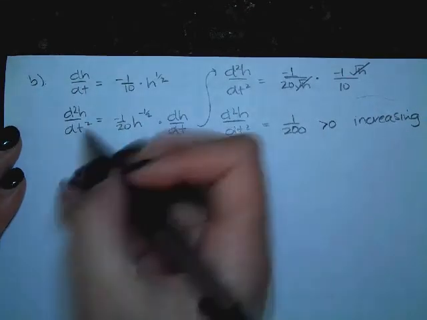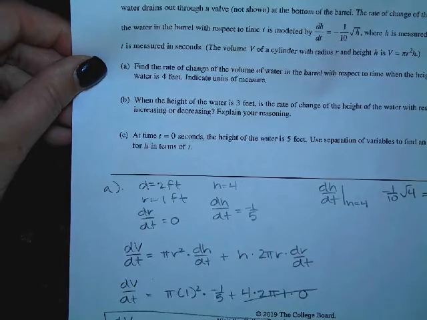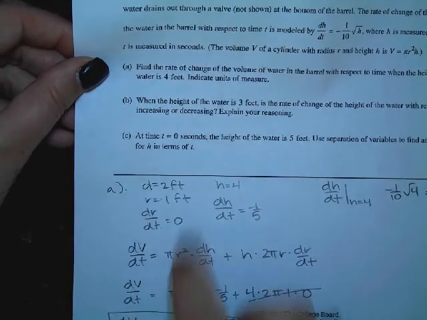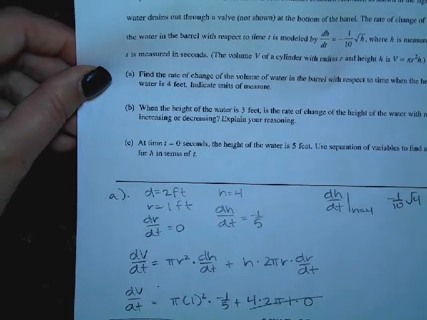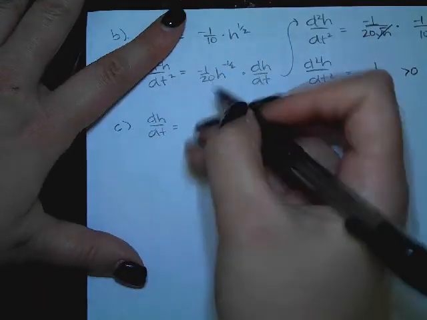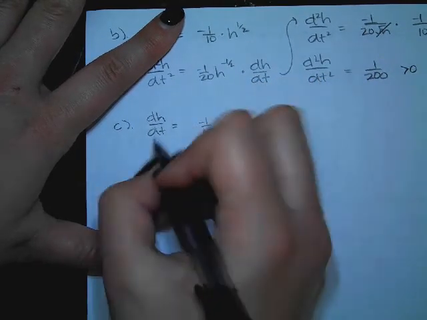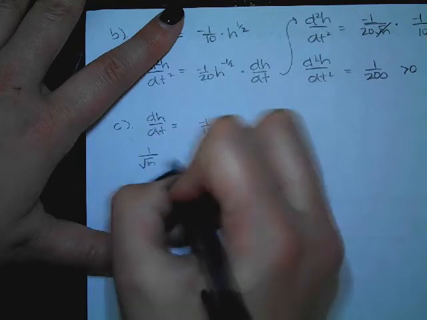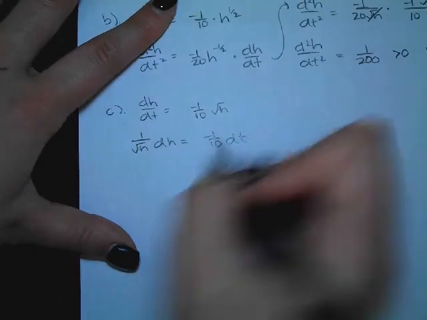All right, part C wants you to use separation of variables to find an expression for h in terms of t, and they give you the point (0, 5). So they're saying find the equation, you need to have the plus c in it, but you do need to solve for your c. So I'm going to say dh/dt is negative 1/10 square root h. So I'll divide the root h over. And so there's my separation of variables.